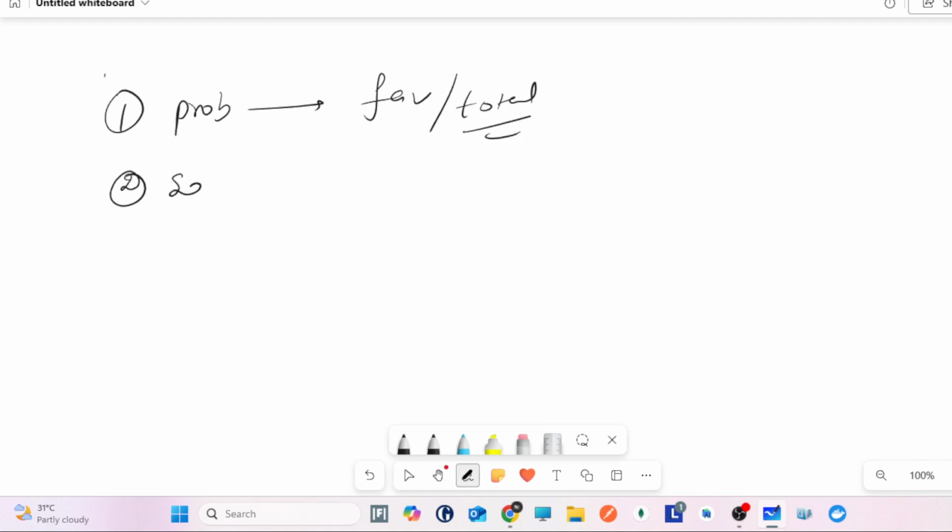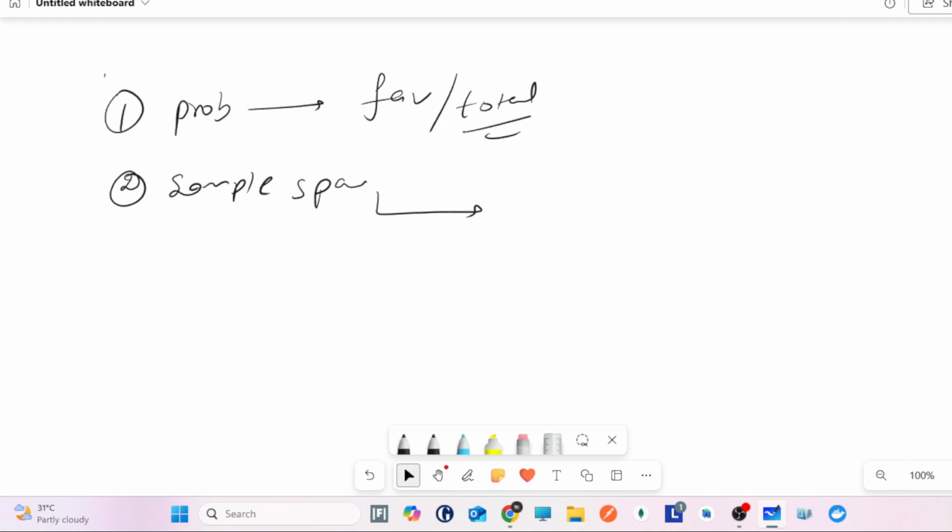In yesterday's class, the first concept that we did is probability. What is probability? Probability is nothing but the favorable outcomes upon the total number of outcomes. That's it, right? Then we discussed sample space, and then we discussed the event. So what is the sample space? The total number of possible outcomes is nothing but the sample space, right?